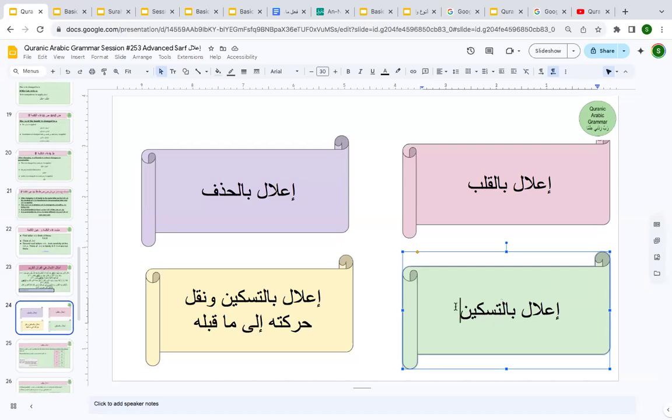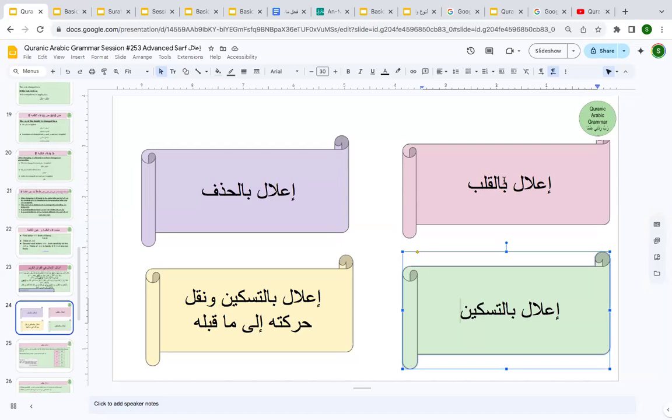When a weak letter is going to get a sakoon, this is called I'lal bit taskeen or I'lal bil iskan. When a weak letter undergoes a change, and now it's a completely different letter, it's going to be I'lal bil qalb. How many of you have understood this? I'm going to ask you the examples. When a weak letter gets changed into a different letter, it is called I'lal bil qalb.